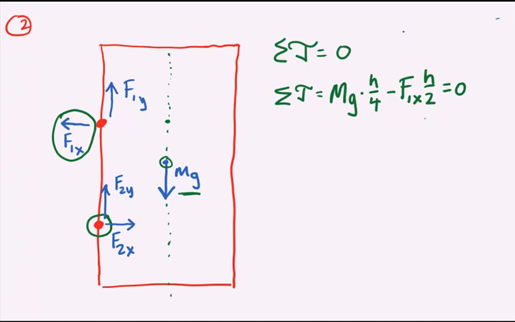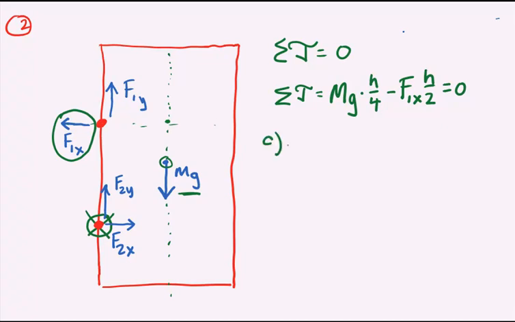Hey, maybe a note: why did I ignore F1y and then both of the F2 forces? Remember, I'm taking this point here as my pivot point. All of these forces act through that pivot point, therefore they produce no torque. The only forces that are producing torques are the weight of the door along this action line, and then just the x component of the upper hinge, which is acting through this line.